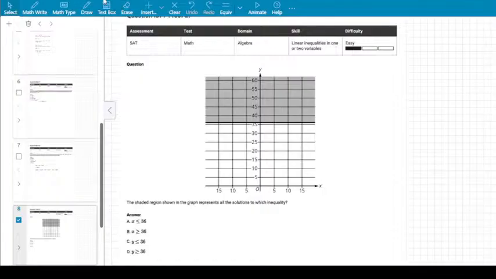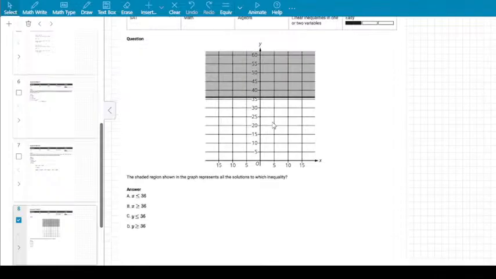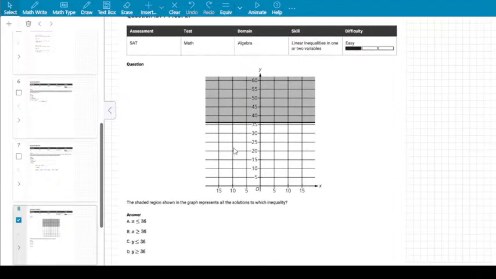Okay, so let us do this question. This is a question based on linear inequalities. Here a shaded region is given and we are told to find the inequality which represents all the solutions to this shaded region. Whenever this kind of region is given, we have to find its boundary and apply boundary conditions on the equations of the boundary lines.